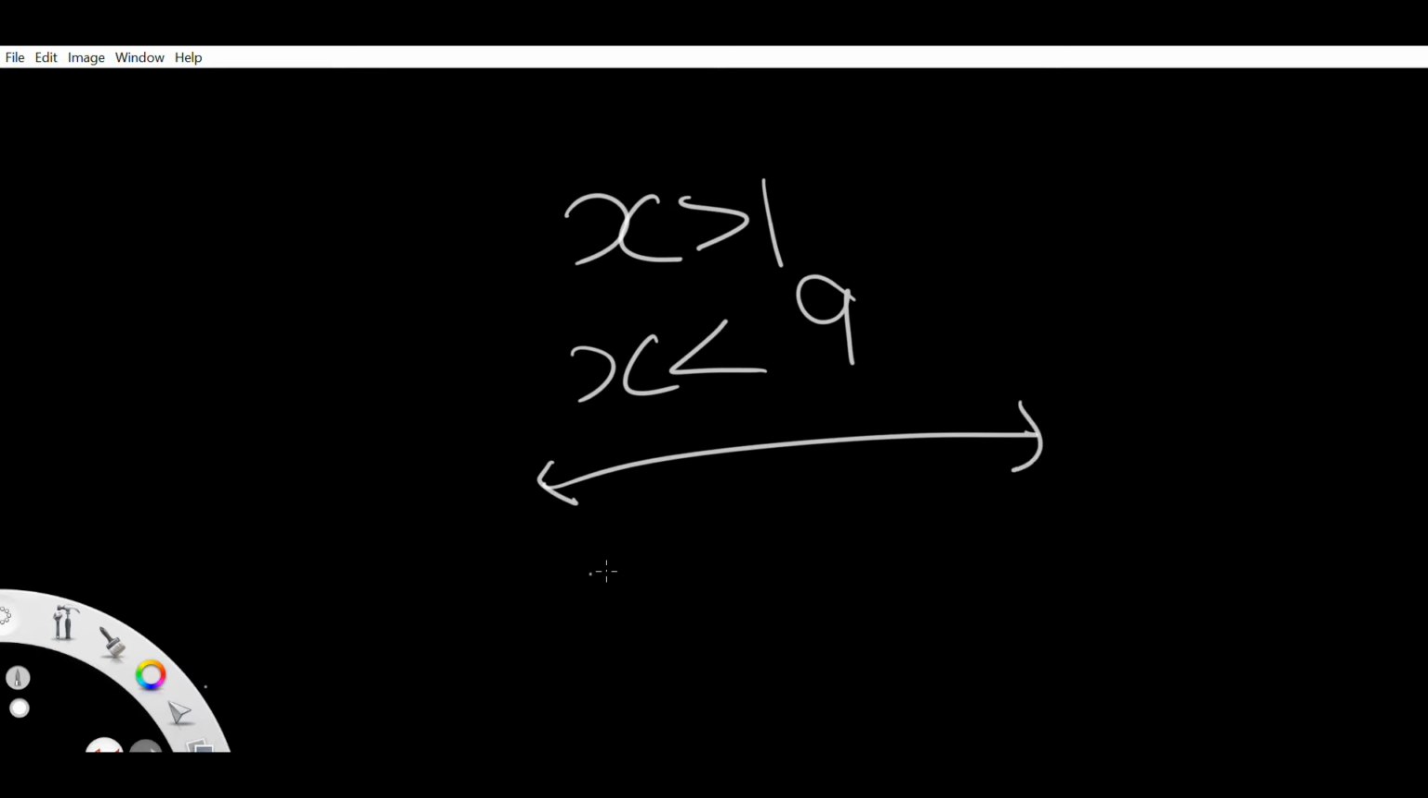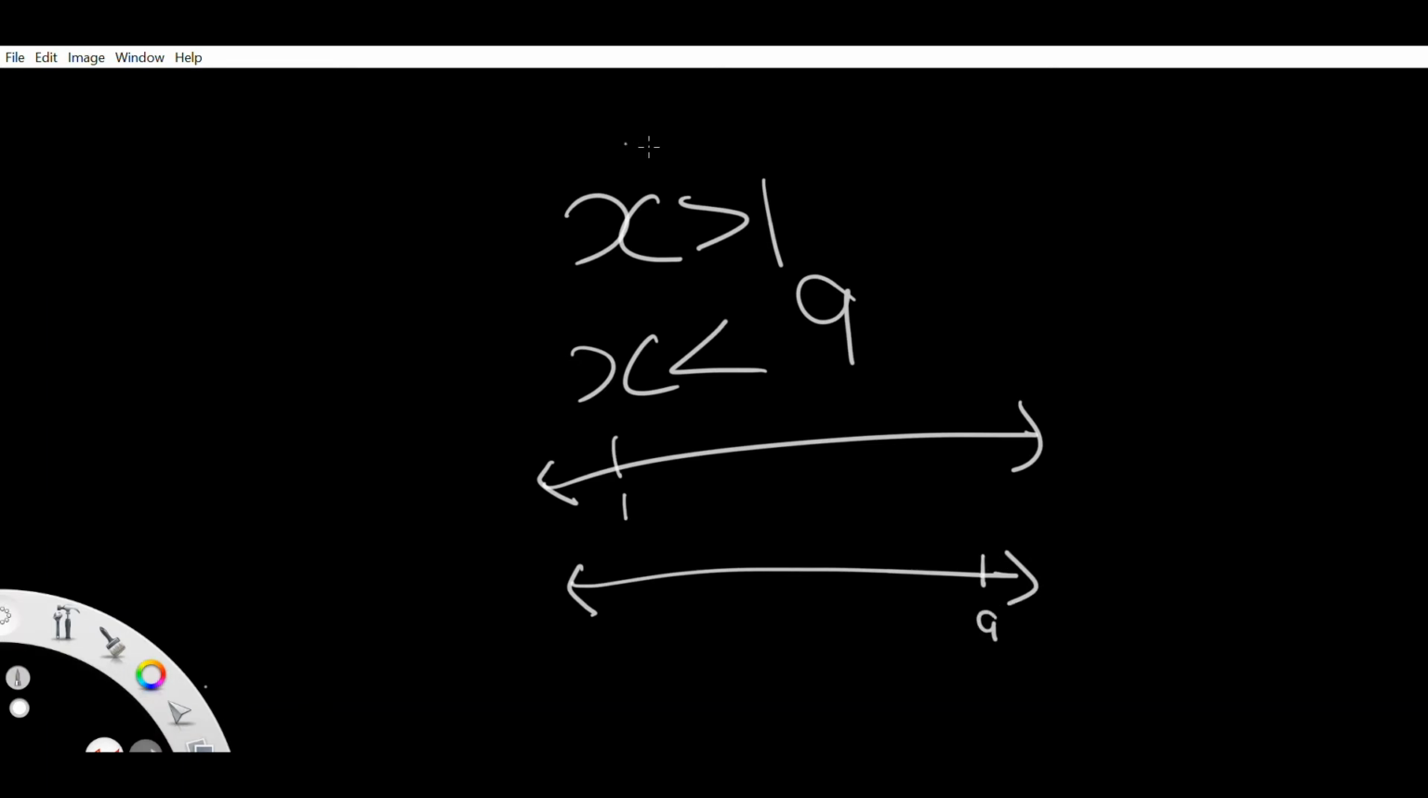So now let's go over the intersection of inequalities. Suppose we're given two different inequalities: x is greater than 1 and x is less than 9. To find the intersection of these two inequalities, we first need to graph them. So we have two graphs, and we have, let's say, 1 over here and 9 over here.